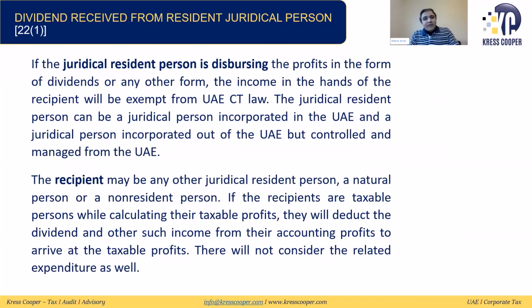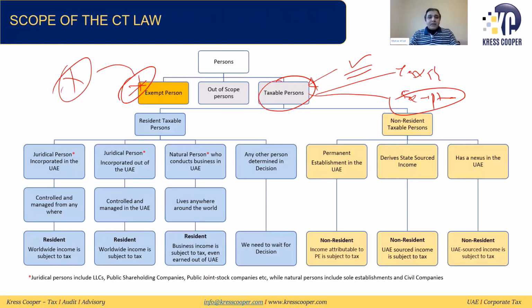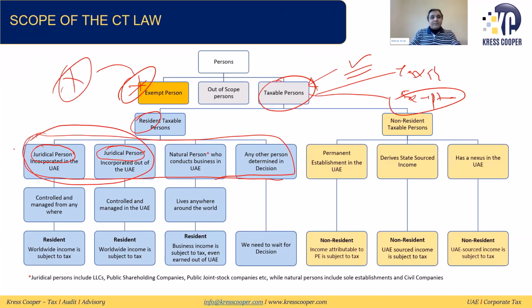The first is dividend received from the resident juridical person. Any dividend received from the resident juridical person, if I'm going back to the first slide in our first or second lecture, we discussed juridical persons. These are the juridical persons. These are the resident juridical persons. So these are the resident persons. All these are the resident persons. Out of these, 2 are the juridical persons.